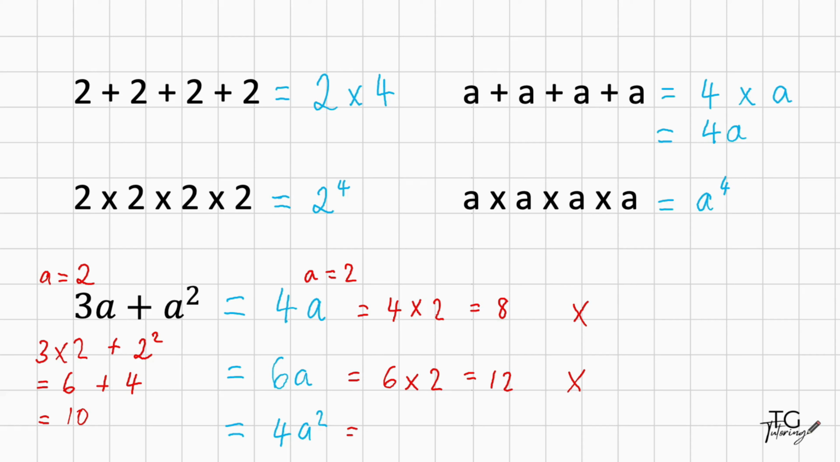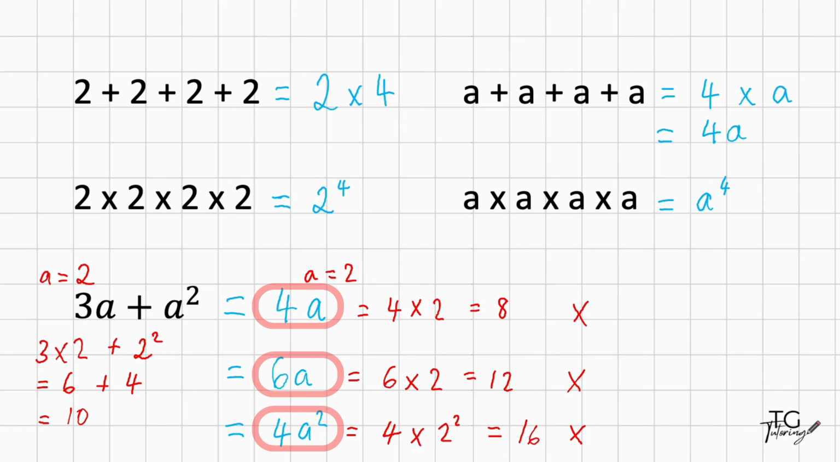And the last one we have is 4 times a squared. So again, we need to consider BIDMAS. So this is 4 times 2 squared. So we do the 2 squared first, which is 4, and then we multiply that by 4, which is 16. And none of these give us the same answer. Now maybe you tried a different number, so if you tried a equals 3, for example, it will work for some numbers, but like we said, when we simplify, it needs to work for all numbers. So because it doesn't work for 2, we can't simplify this expression here to any of these here.